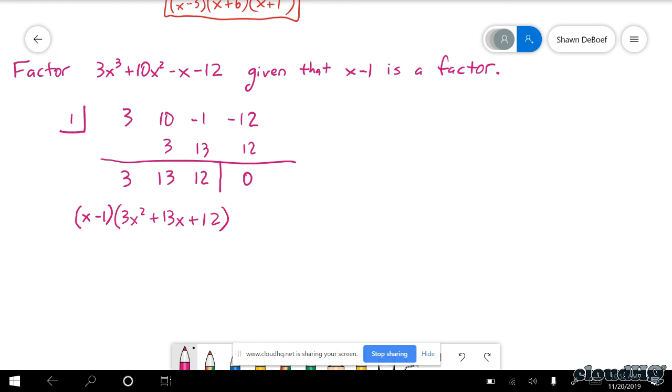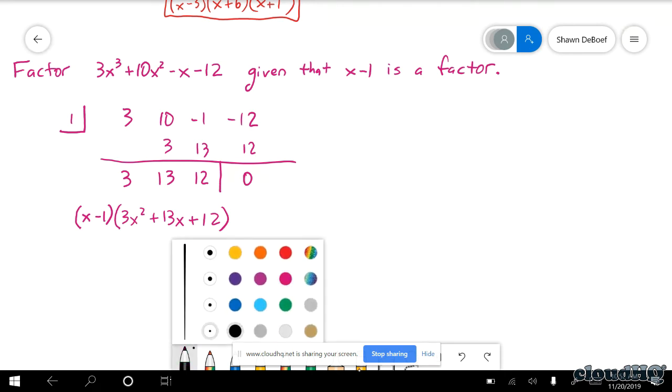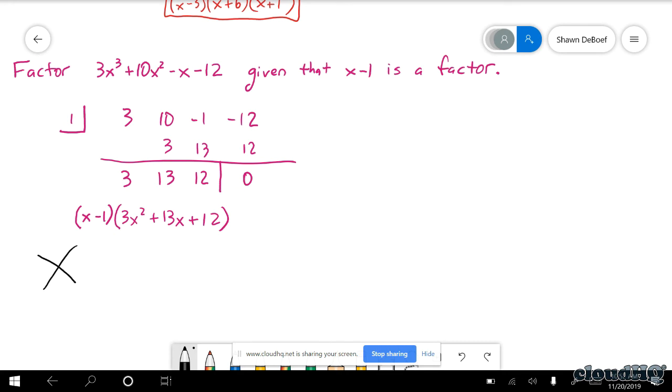We have a quadratic. This is the type of problem we did in chapter 4. Some of you are better at that than others, maybe. But I did give you a problem where you have a lead coefficient in front of that x squared term. So this is the type of problem where we did a lot of practice using the x method. You'd put the a times the c up top and the b in the bottom. Your a is 3, your c is 12. You get 36 up top, 13 in the bottom. We need two numbers that multiply to 36 that add to 13. That'd be 4 and 9.